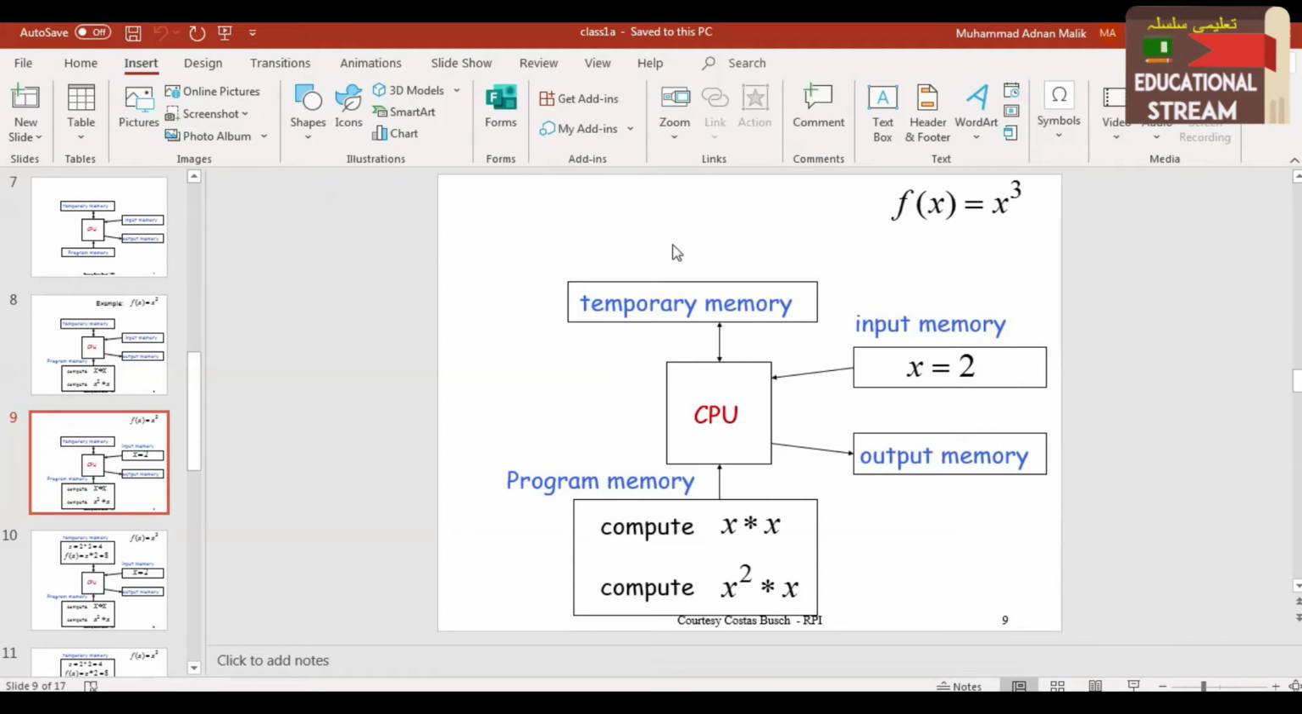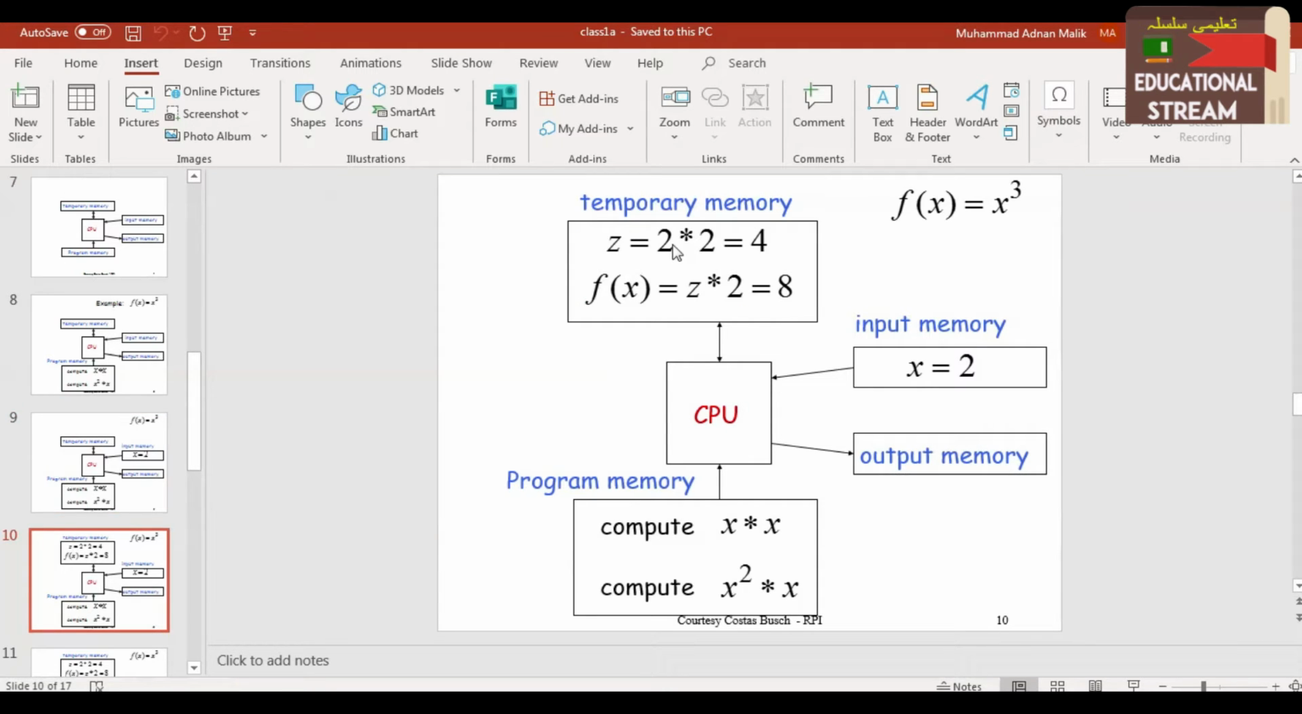Let's suppose you have the value 2 in input memory, and you put this data in for computation. In the first step, when x is 2, it will be 2 times 2, which is 4, and the result will be in the variable z. Now variable z contains the value 4, which will be multiplied by 2 again. The result will be 8. That is exactly our required result, x cube.